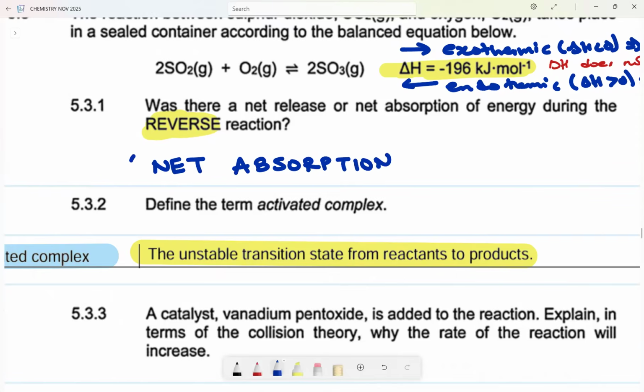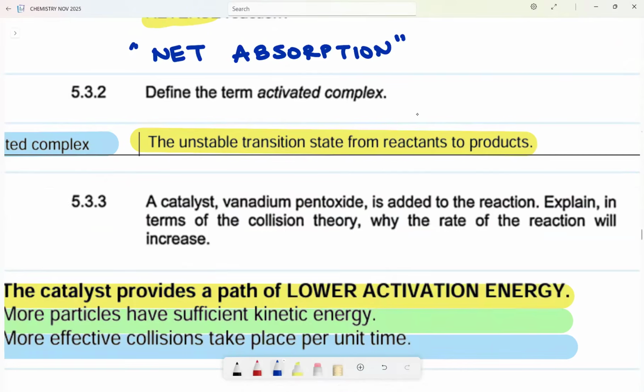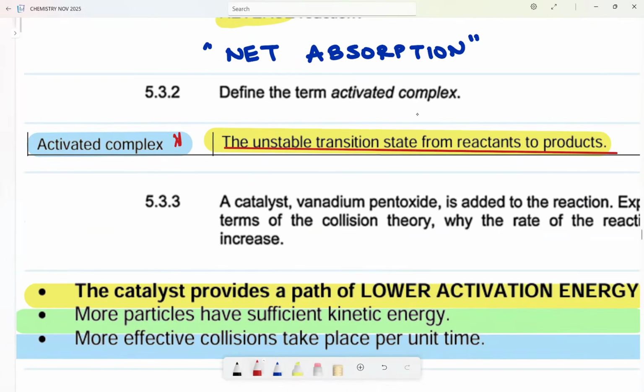Net absorption. Define the term activated complex, which is the unstable transition state from reactants to products. Just know your definition. This is what we refer to as the activated complex.